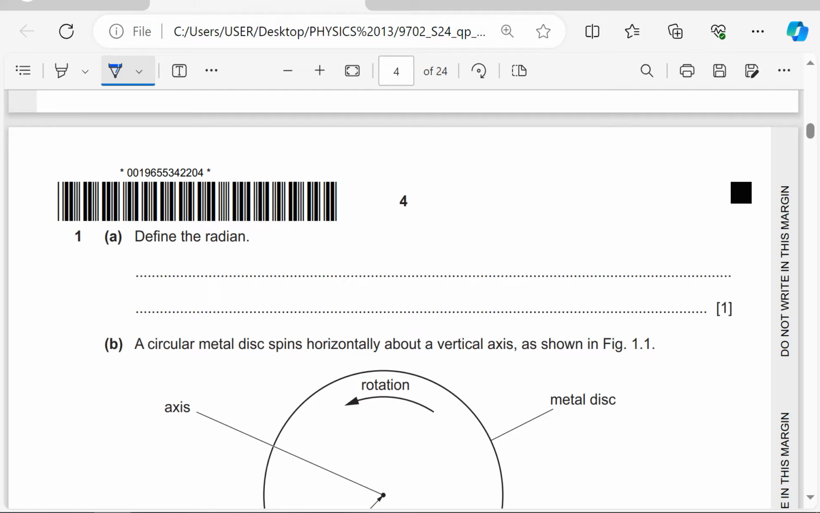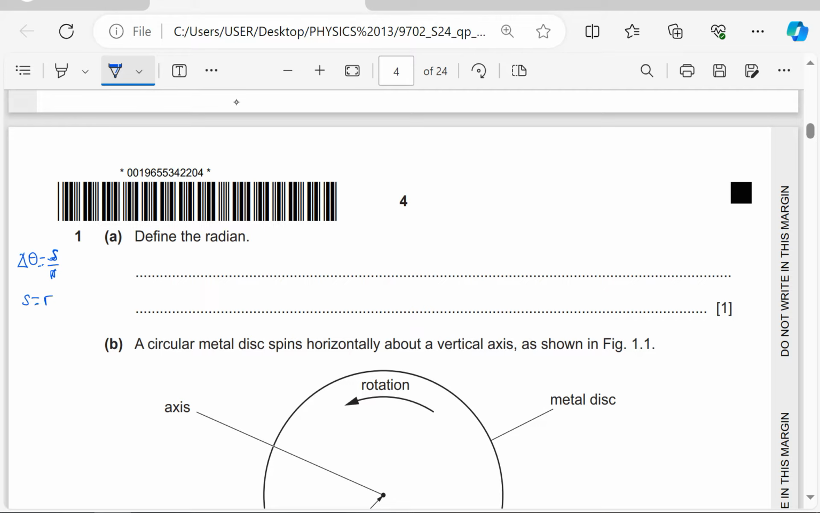Define a radian. So remember, for angles measured in radians, the angle delta theta is equal to S over R, where S is the arc length and R is the radius of the circular path. So when we have delta theta as 1 radian, that is when S equals R, so that they cancel out to give us 1.